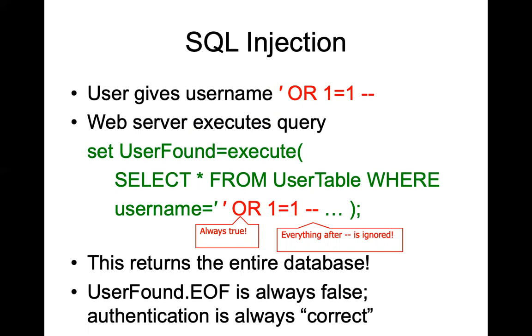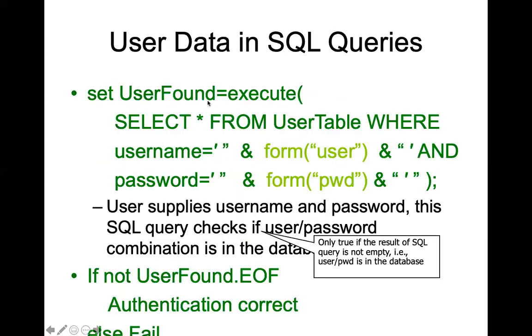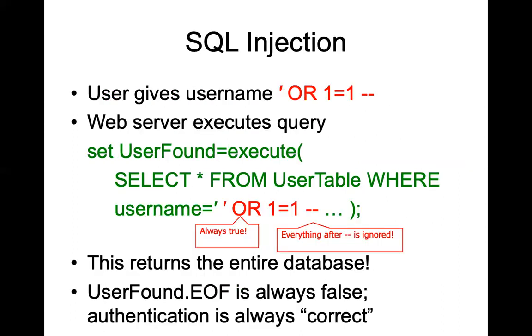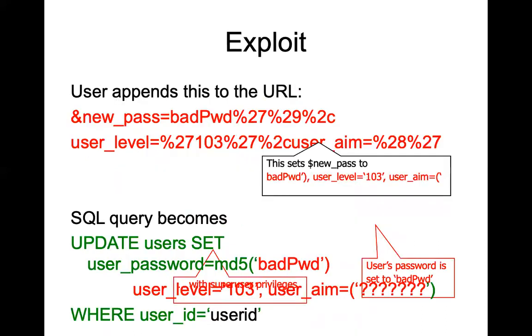Okay. And as you can see, user found is just going to execute the query, and if it is a non-null result, that is going to be true, right? And then the application is going to execute everything that is allowed. So user found.eof is false, the authentication result is always correct, and then the application proceeds to execute. Now, this is the simplest version of the SQL query. You can also do more complicated things.